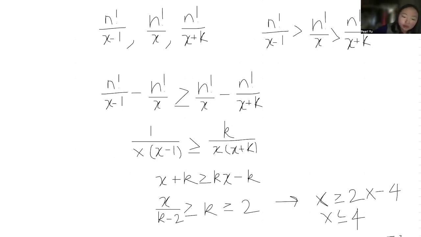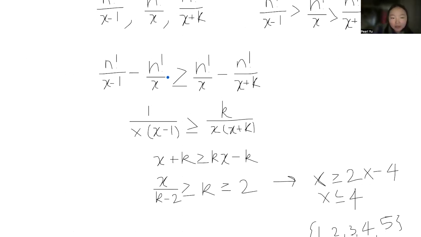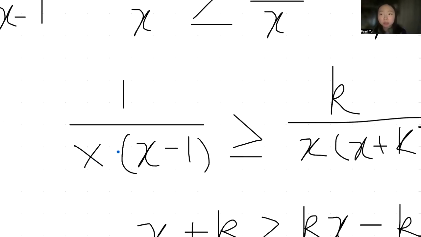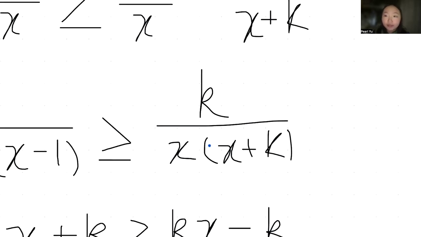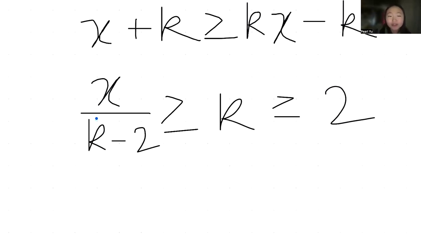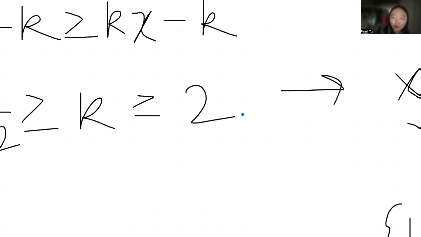Now, a key thing to note here, something that's critical, is that this inequality is really equivalent to saying that 1 divided by x times (x minus 1) is greater than or equal to k divided by x times (x plus k). Equivalently, it's also just stating that x plus k is greater than or equal to k times x minus k. Or, in other words, that x divided by k minus 2 is smaller than or equal to k, smaller than or equal to 2, which means that x must be smaller than or equal to 4.